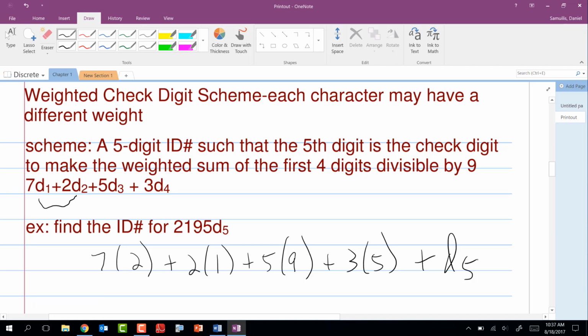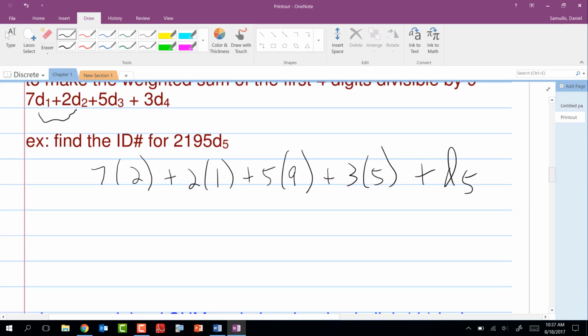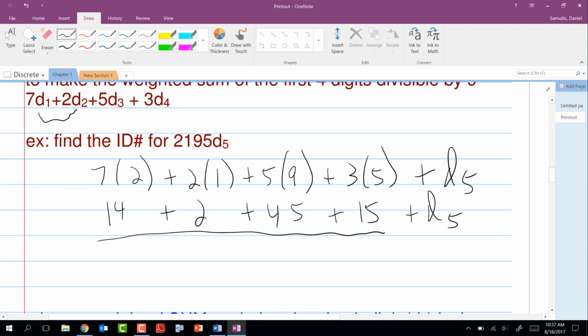Plus D5. Okay? So what we need is to create D5 so that we have a number that's divisible by 9 in this weighted scheme. So all we do is do the weightings. 14 plus 2, I'll write them down. 14 plus 2 plus 45 plus 15 plus D5. And then go ahead and add these up. Oh, what did we get last hour? 76? What does that mean? D5 has to equal, sorry for my sloppy 5 there.